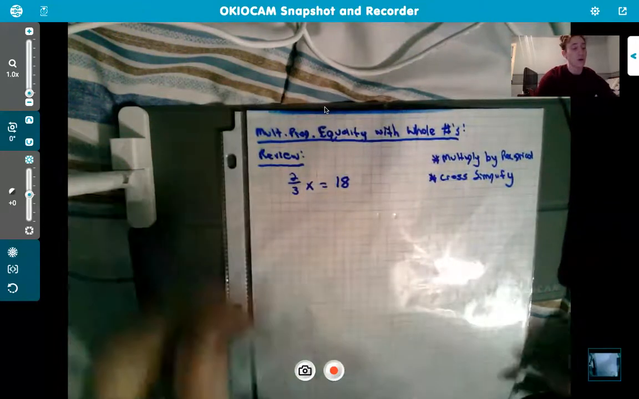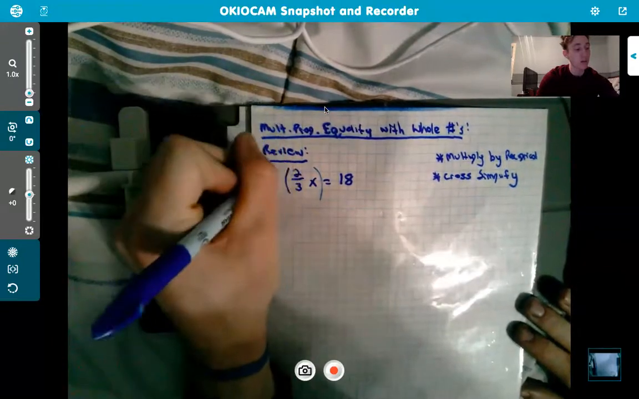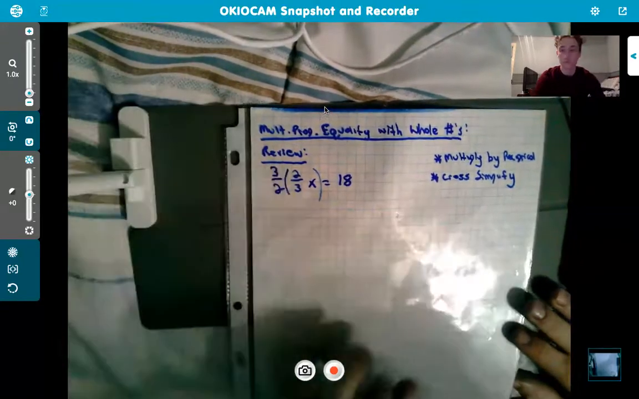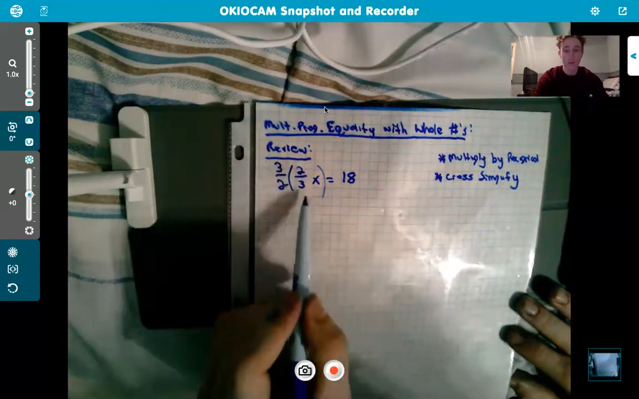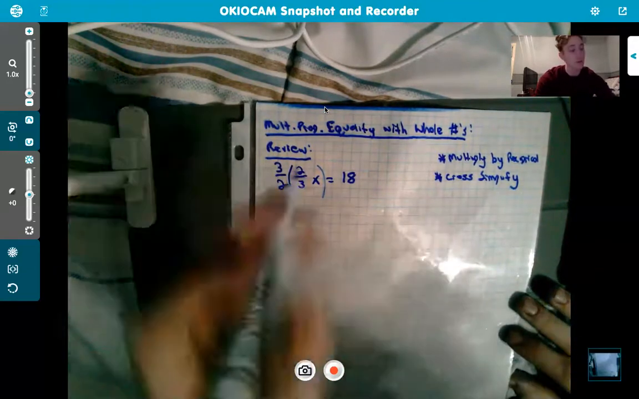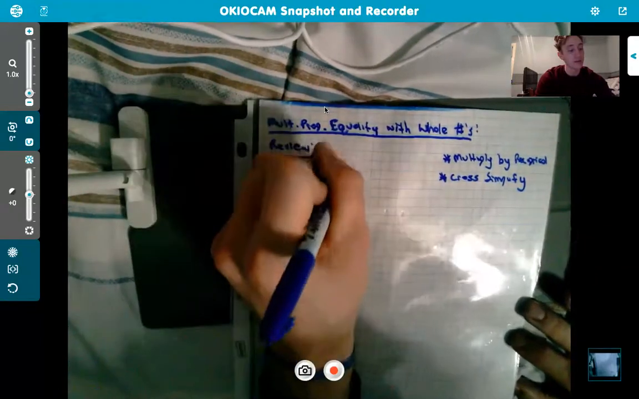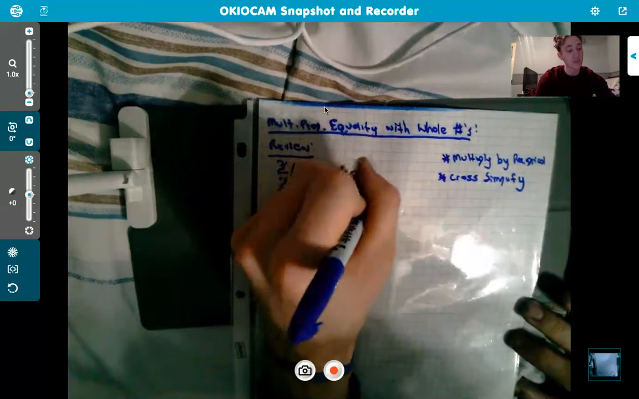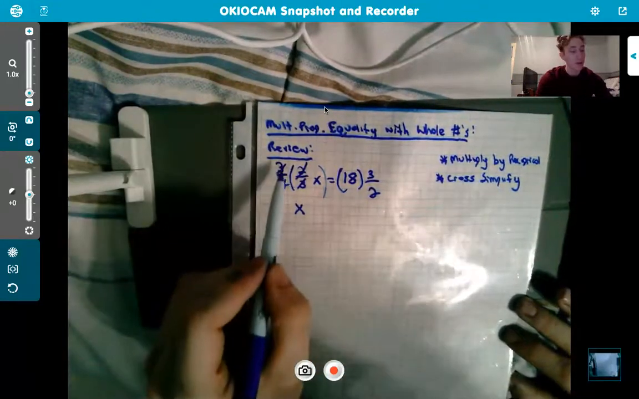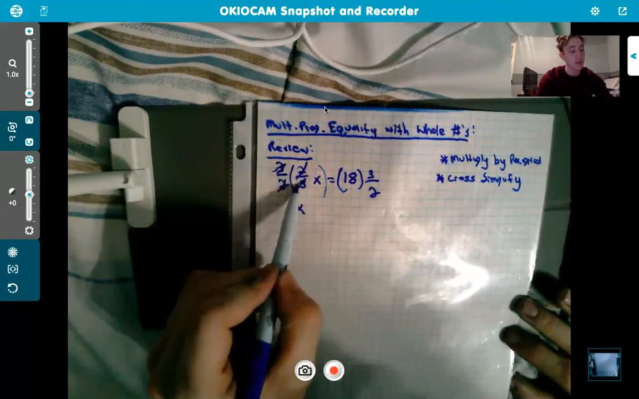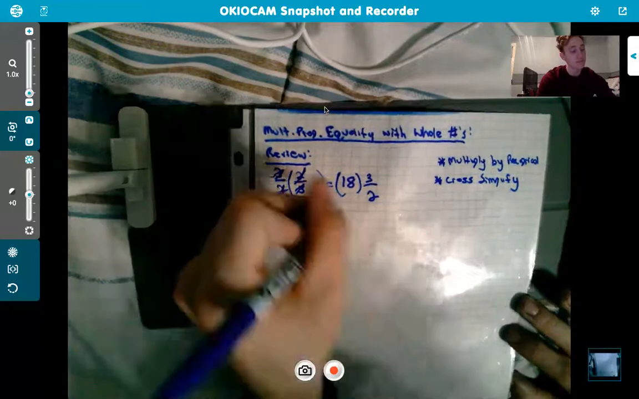So in this case, what we talked about in the previous video, I would multiply both sides by 3/2. My original fraction is 2/3. My reciprocal is 3/2. So I'm going to go ahead and multiply both sides by that reciprocal. I notice, and I kind of already did it there, that these are going to cancel my numerators and denominators in each of those. I'm left with x.